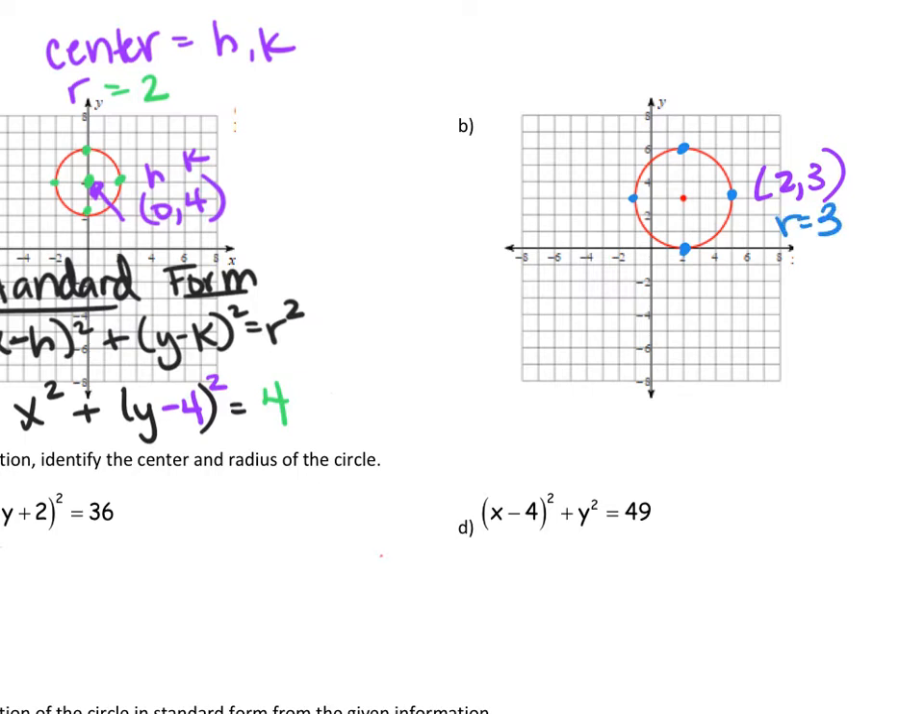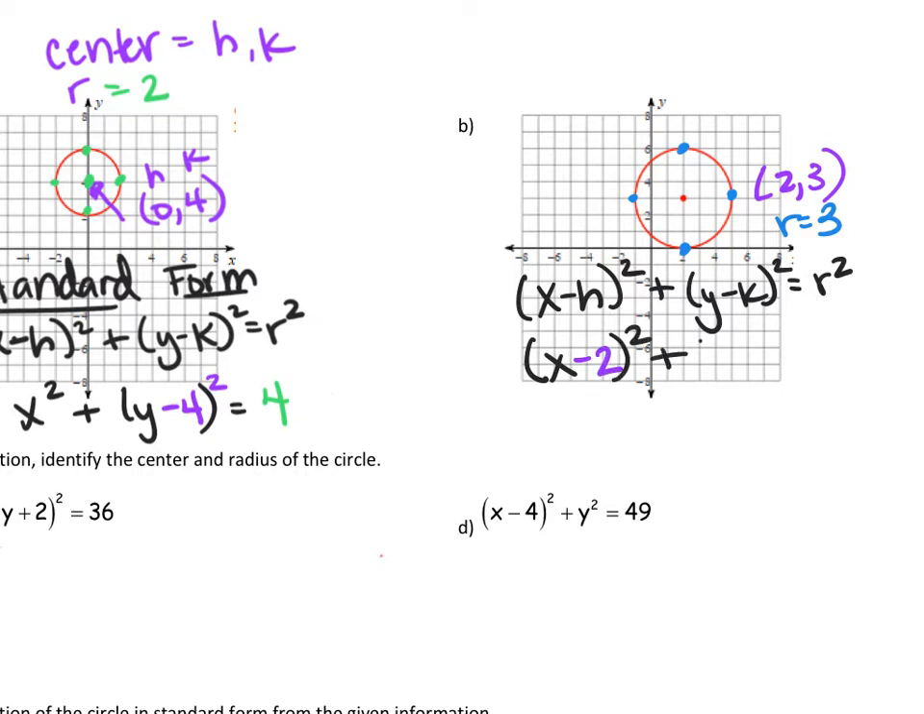So writing it in standard form, again, we're writing x minus h squared plus y minus k squared is equal to r squared. So x, change the sign on the first h, so that positive 2 becomes a negative 2.